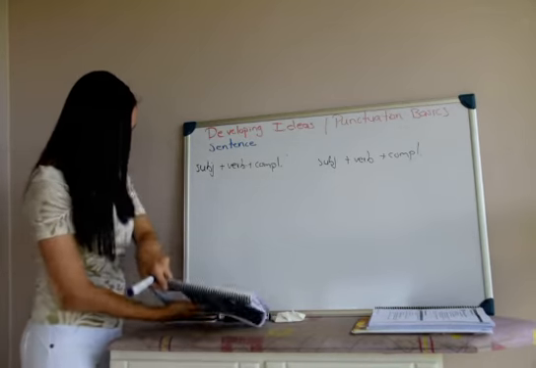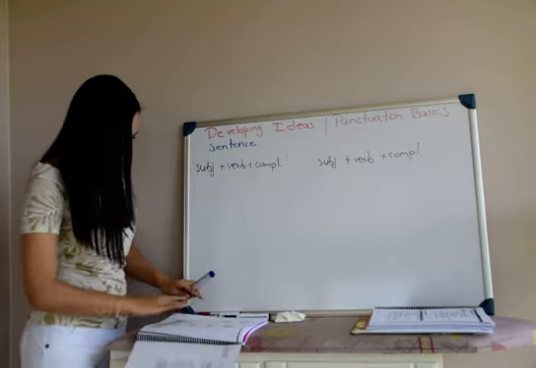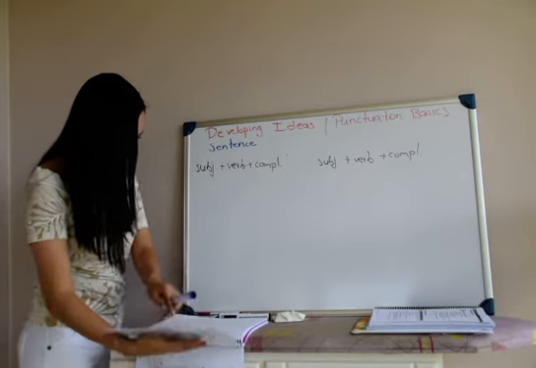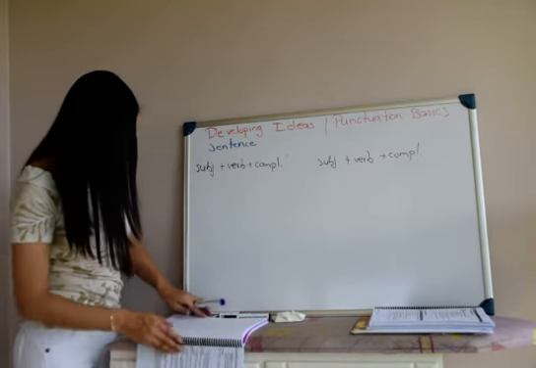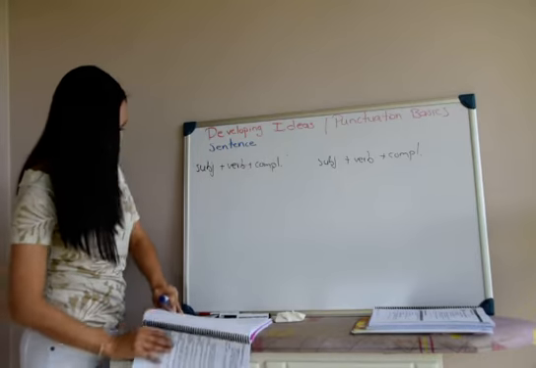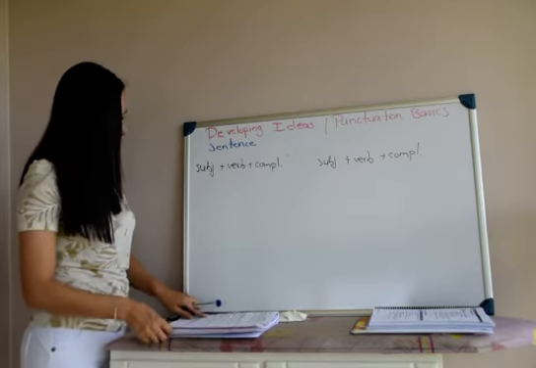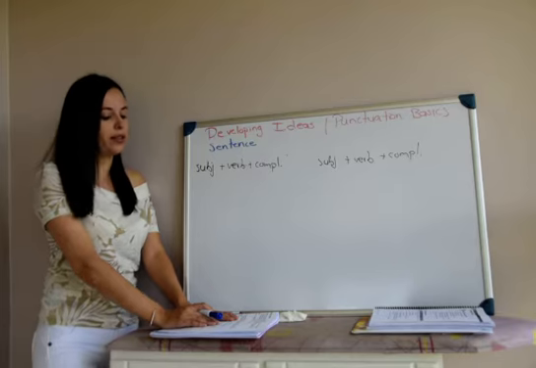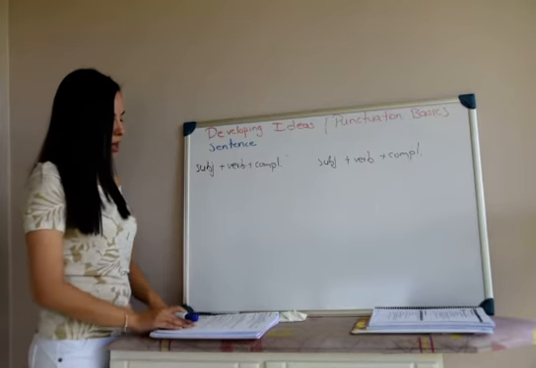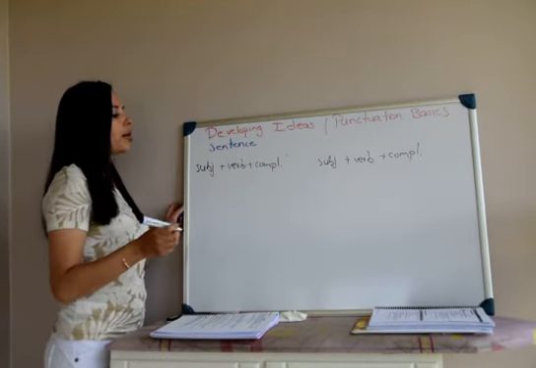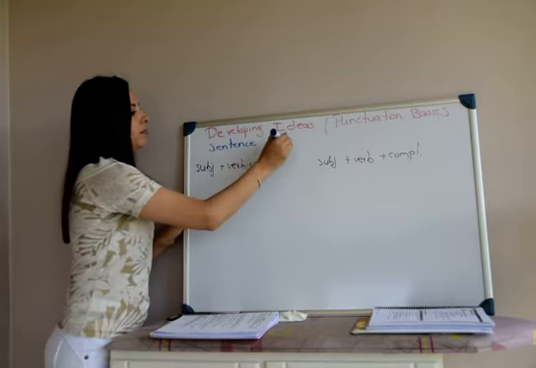Coordinating conjunctions are in your books. Let me remember where. In chapter number 3, on the supplemental materials, it says Punctuation Basics. So, coordinating conjunctions are the following.